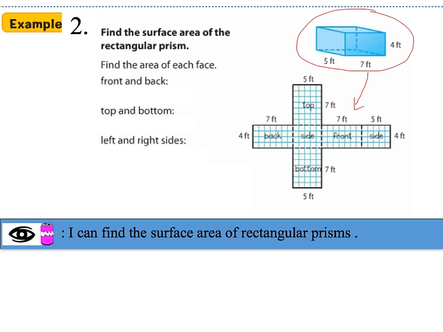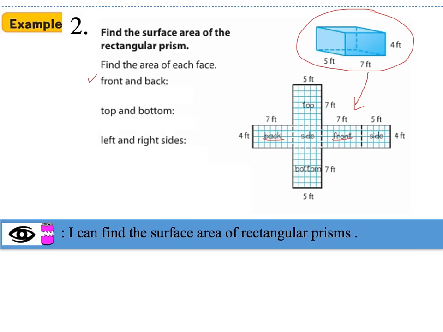So the first thing I want to do is I'm going to look at the front and the back first. So here's the front and here's the back. One way that I could do this is I can count all the little squares in the front and count all the little squares in the back. And that's going to give me the area for the front and the back. That's why you would multiply it by 2.